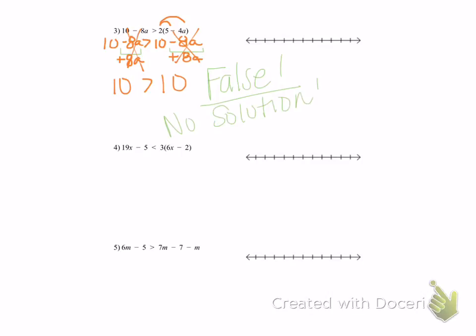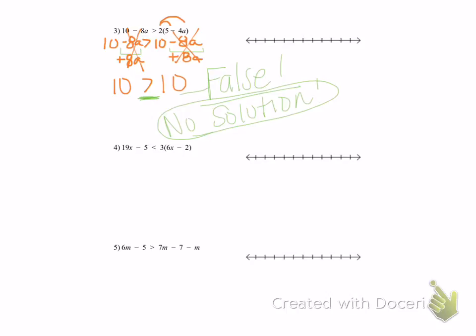That's going to be our answer for this one, just no solution, because this is false, because it doesn't have that equal to line under it. If it did, then it would be true, but it doesn't. Okay, so there's number 3. Now let's go and tackle number 4.